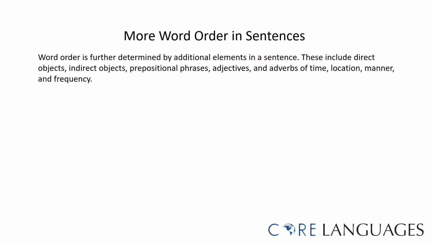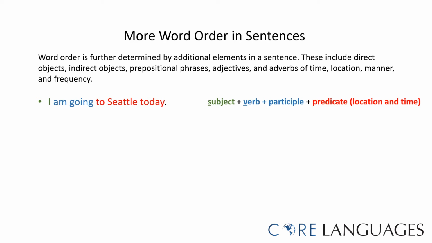The word order in English is further determined by additional elements. For example, there are direct objects, but also indirect objects. There are prepositional phrases, adjectives, and adverbs of time, location, manner, and frequency. There are also different kinds of verbs, and we have to keep in mind that tenses also change the word order slightly. Here are some example sentences. I am going to Seattle today. This sentence is in the present continuous, so the word order is subject, verb, the present participle, and then the predicate. In this sentence, the predicate consists of the location and time.